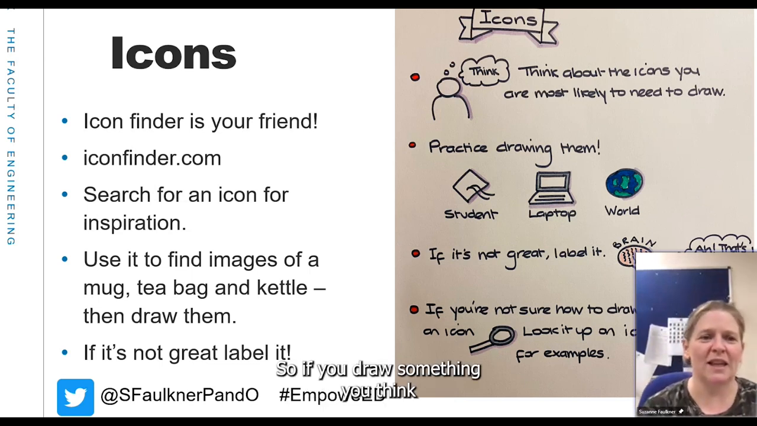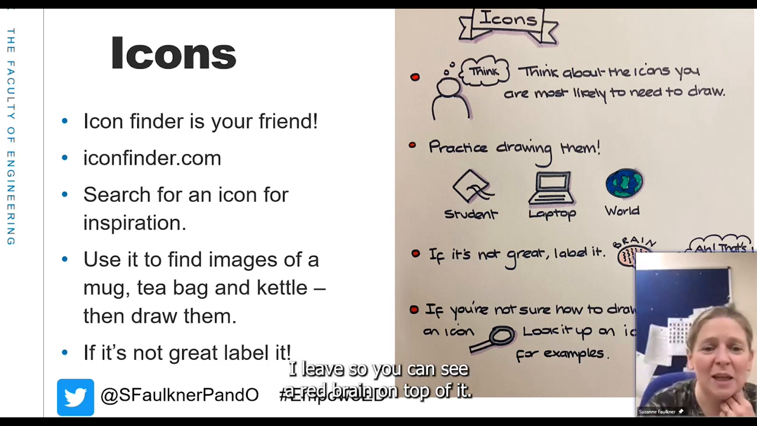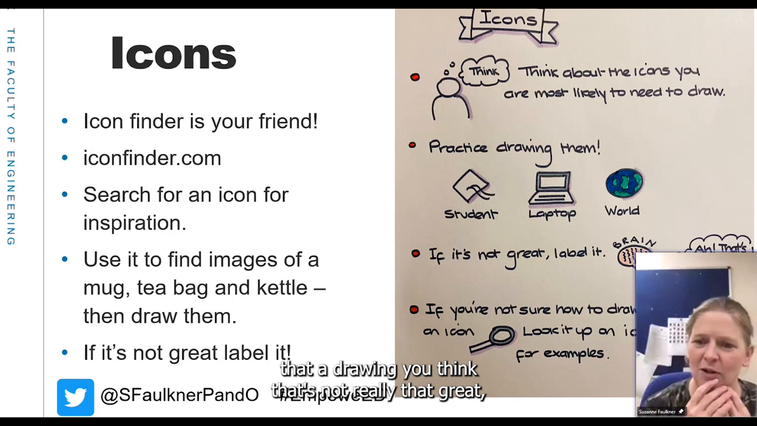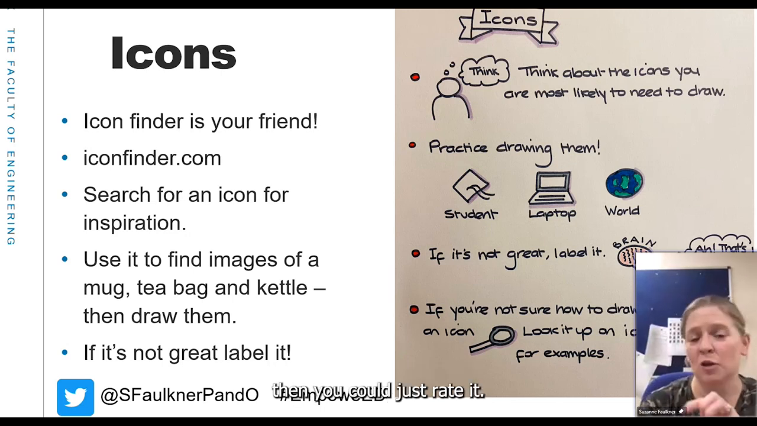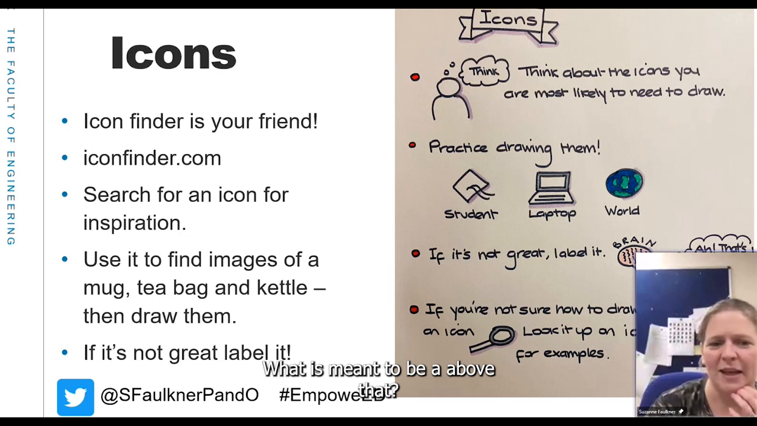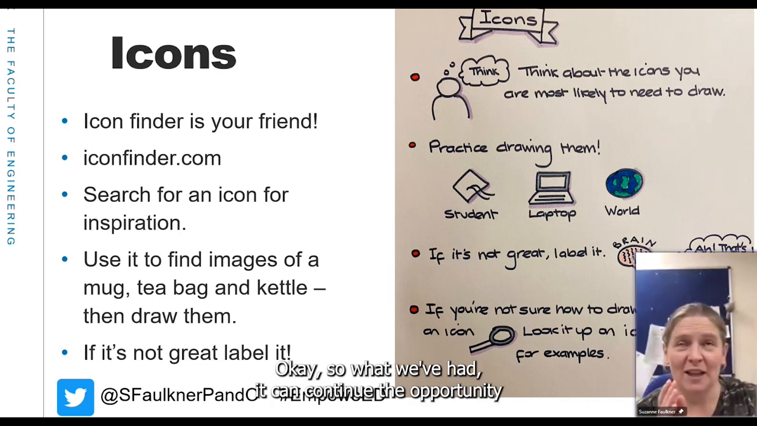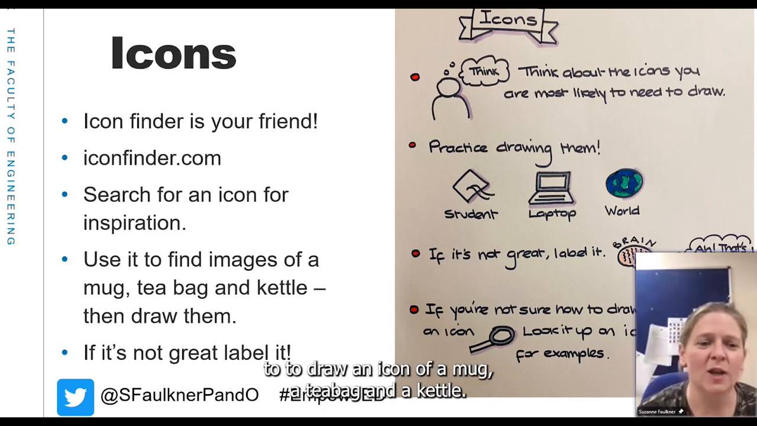So if you draw something and you think nobody really knows what that is, I label it, so you can see I've written brain on top of it, okay? If there's any doubt, and you've done a drawing you think isn't that great, then you can just write what it's meant to be above it. I hope you've had the opportunity to draw an icon of a mug, a tea bag, and a kettle.